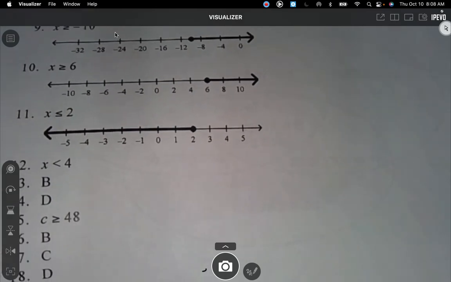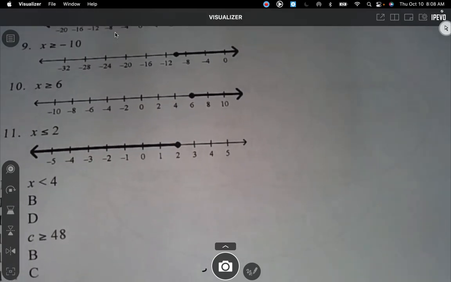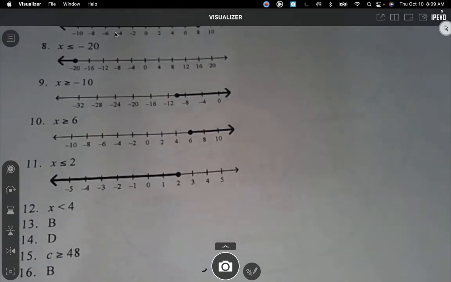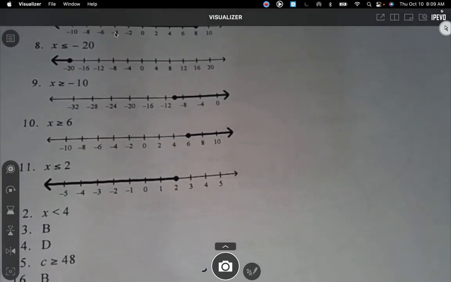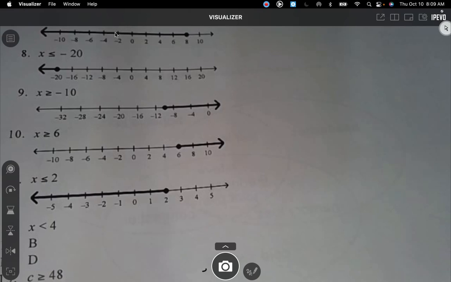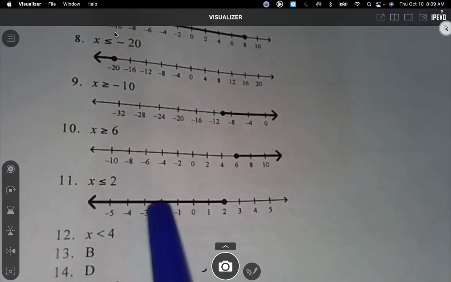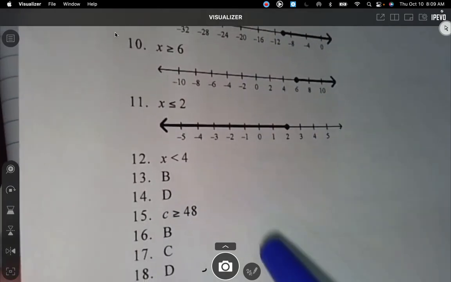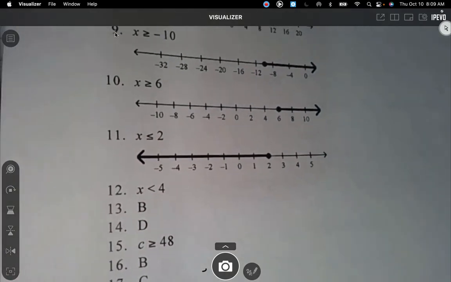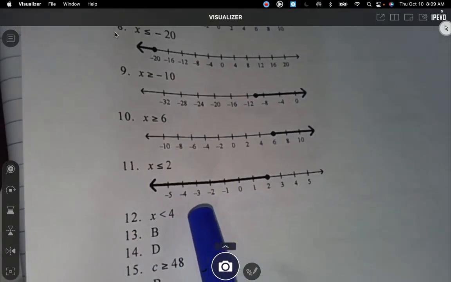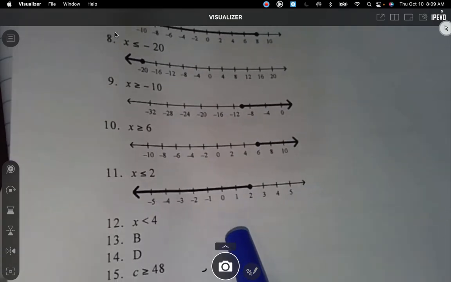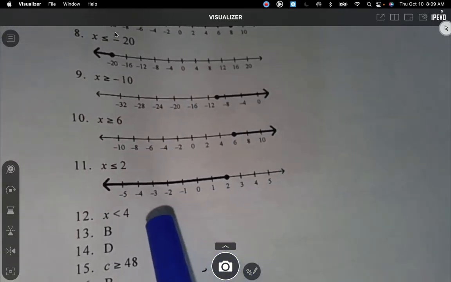Are you on the study guide? Does it say Algebra 1, Chapter 3, SG? My number 11 was different than that. No, this is my answer sheet. See, this is all the answers. Isn't that what you needed, Riley? Is that what you got? It's x is less than or equal to 2. You just divided by -5, and it flipped the sign.